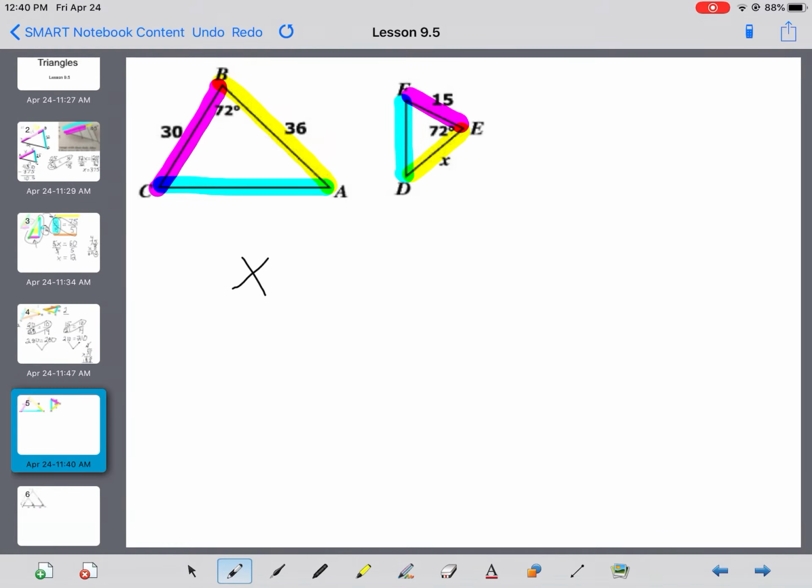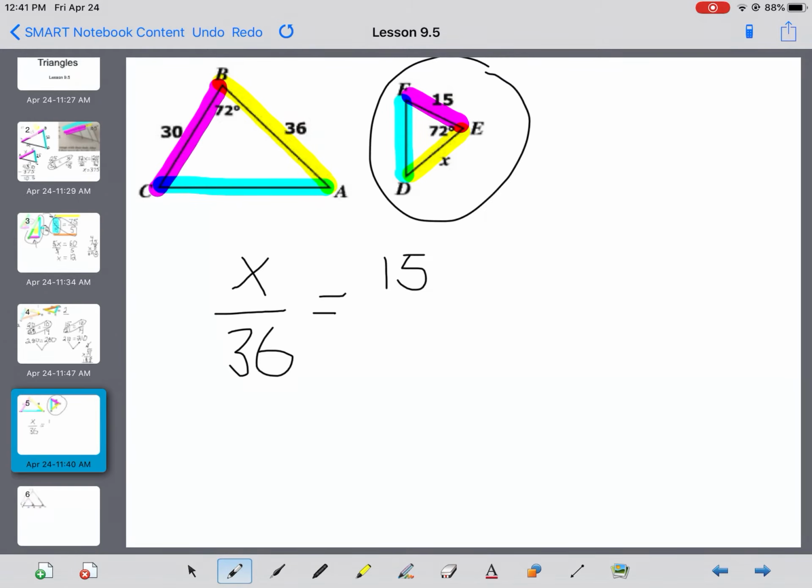So I want to solve for x, so I'm going to put it on top. X is already highlighted as yellow, so I'm going to do x over 36 because they correspond. And then I'm going to do, well, I can't do blue because I don't have enough information. I'm going to do purple. Notice again, because my x is on top and it's from this triangle, I need to put 15 on top. So I get 15 over 30.